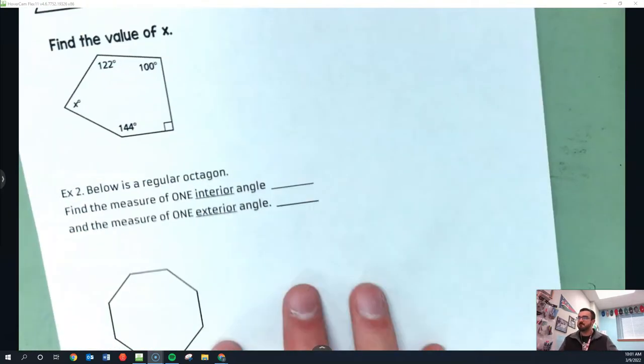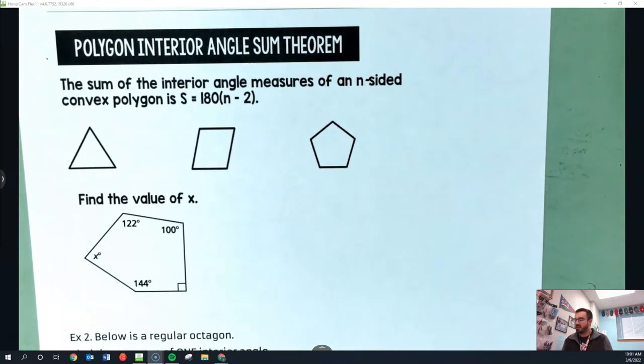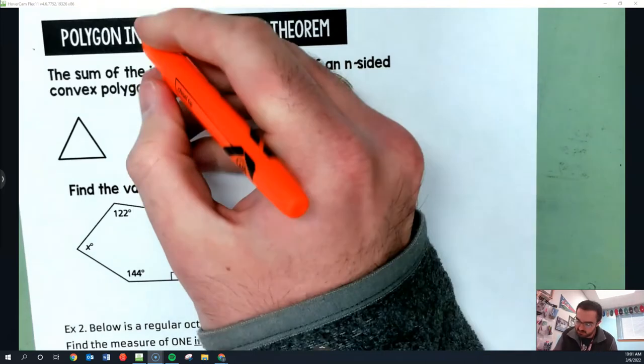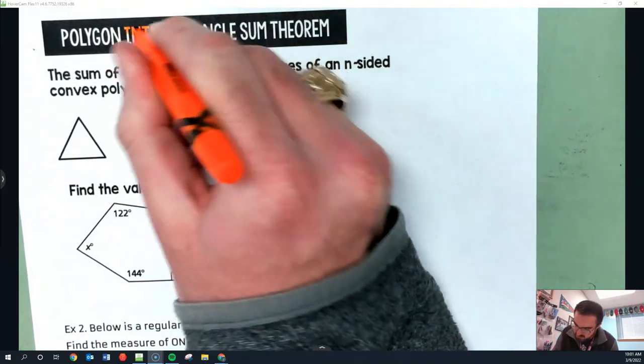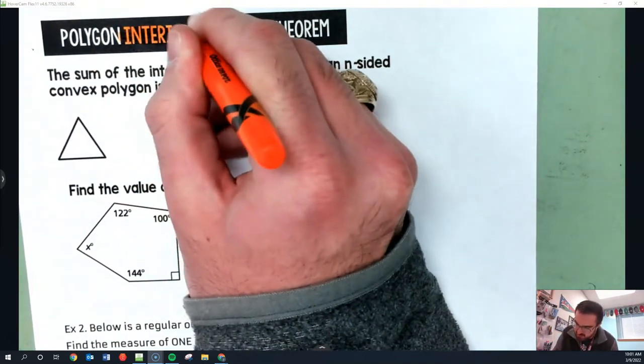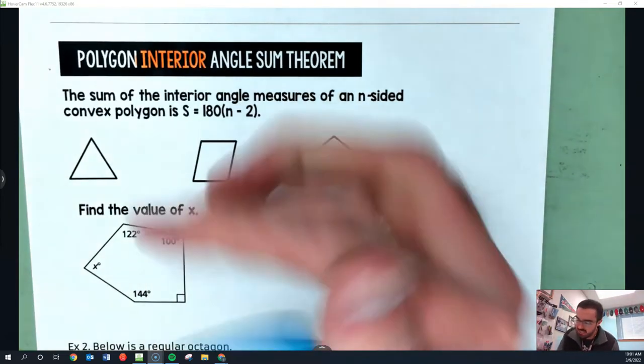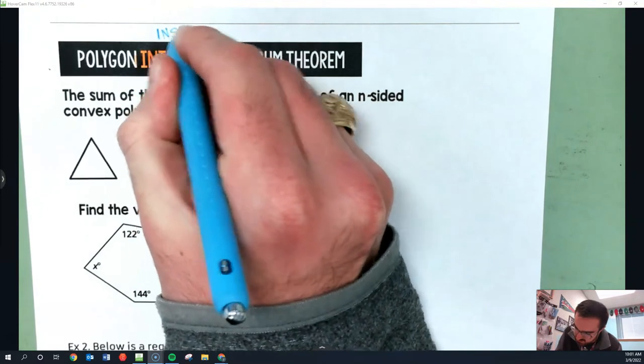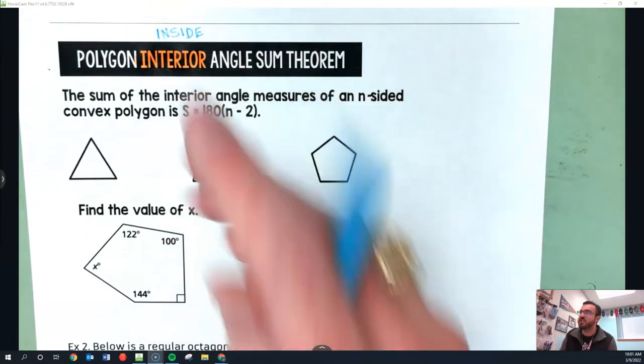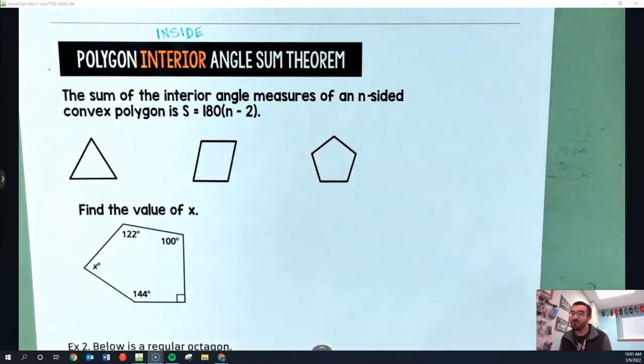Next page, we have something called the polygon interior angle sum theorem. So think about what the interior is. Remember, that means inside, right? So in this portion of the notes, we're probably going to be talking about angles that are inside the shape, right? Inside the polygon.